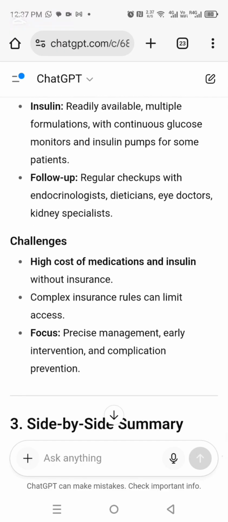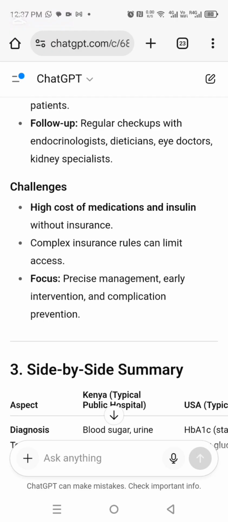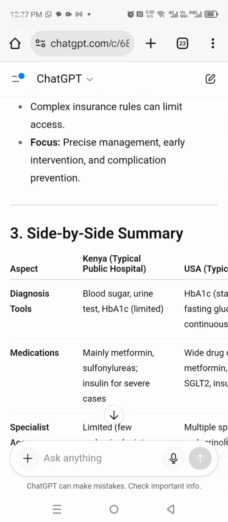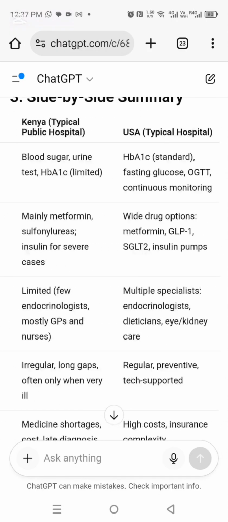See that? Challenges: high cost of medications and insulin without insurance. Complex insurance rules can limit access. Focus: disease management, early intervention and preventing complications. So yeah, that's it.